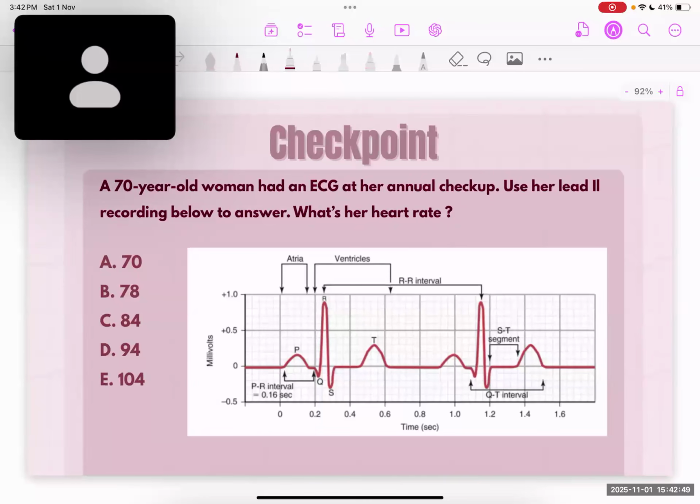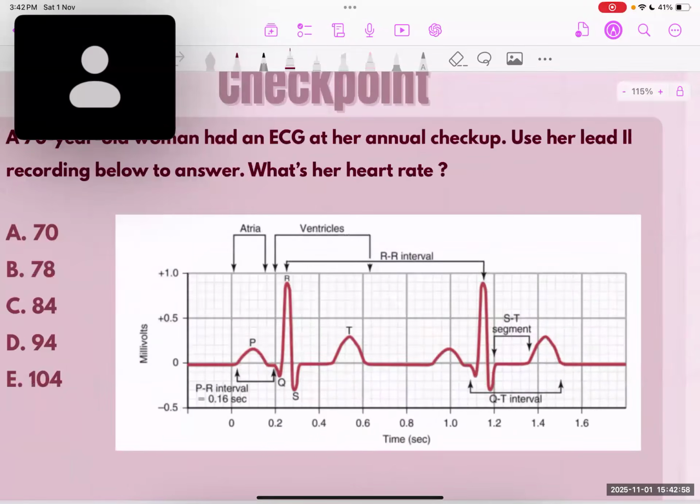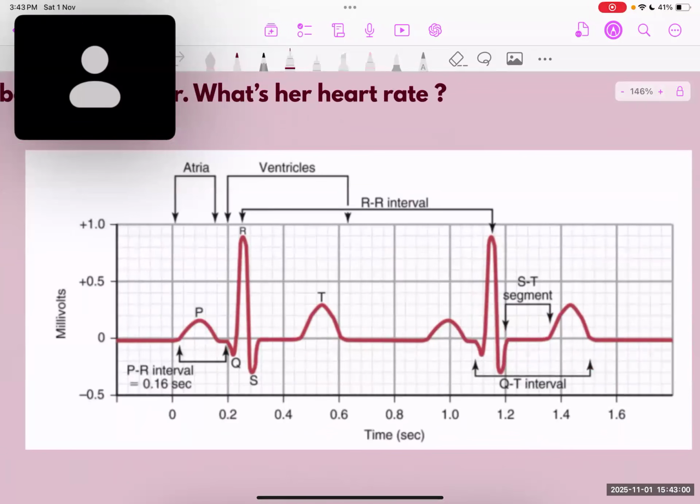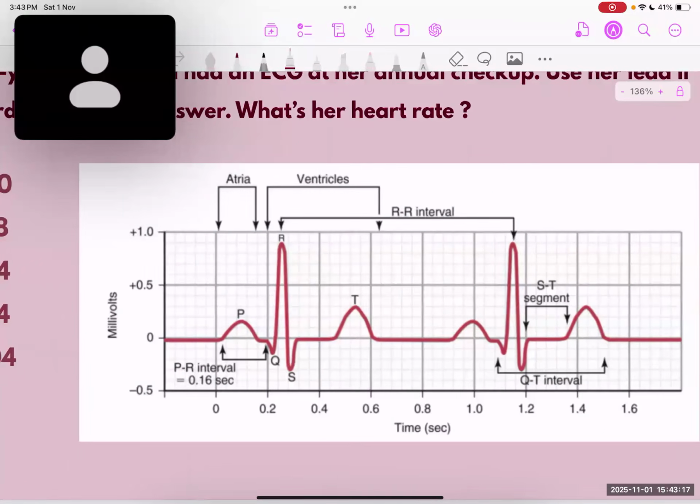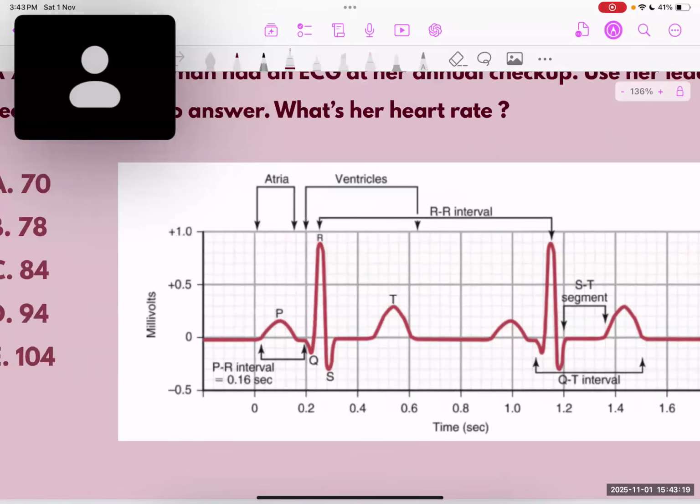Now, a quick checkpoint. A 70-year-old woman had an ECG at her annual checkup. Use her lead 2 reading below to answer. What's her heart rate? So I want all of you to calculate. I can zoom in so you can see better. Okay, I got one. 75. Okay, 75.